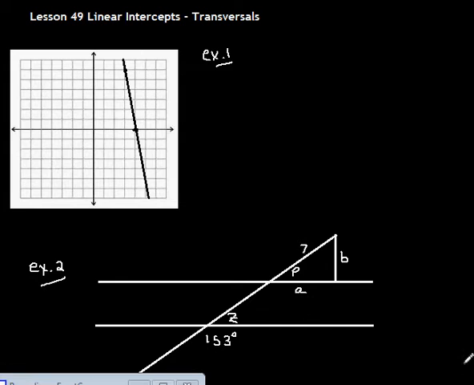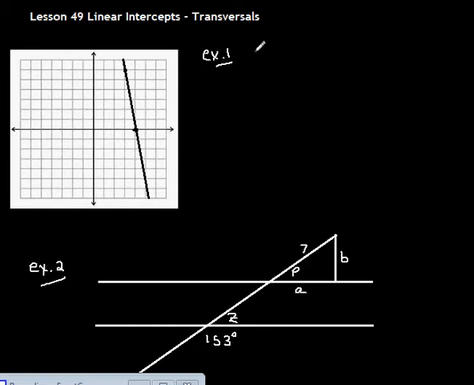Okay, lesson 49 has two parts, linear intercepts and transversals. We'll see if you like these or not, I'm not sure. The first one, we're to write an equation of a line, of this line right here. Now, to write an equation of a line, this example will say write an equation of this line.